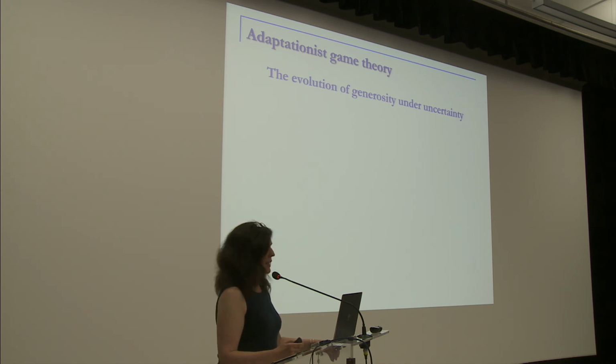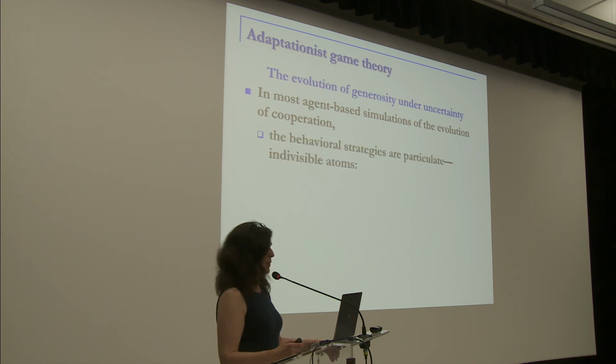So, the evolution of generosity under uncertainty. In most agent-based simulations of the evolution of cooperation, the behavioral strategies are particulate, indivisible atoms. They don't have internal cognitive components that can evolve. And the simulation environment has either one-shot or repeated interactions, but usually not both. But what happens if these strategies have a cognitive architecture that can evolve, and the social environment includes both one-shot and repeated interactions, as does real life? It turns out that generosity in one-shot interactions evolves easily when you model this problem under conditions of uncertainty.